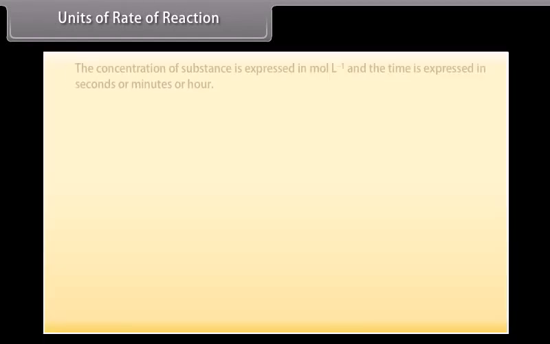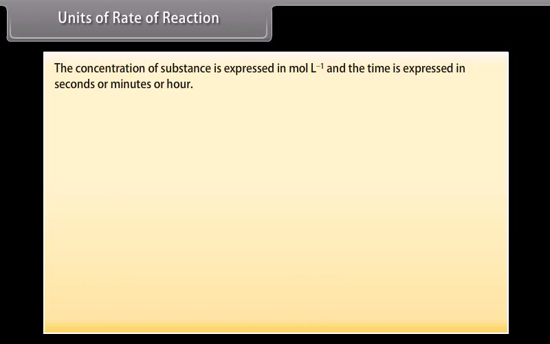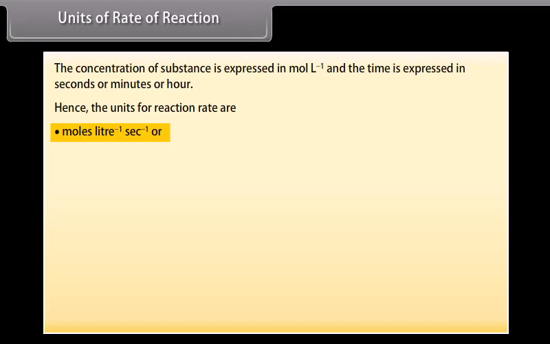Units of rate of reaction. The concentration of substance is expressed in mole per liter and the time is expressed in seconds or minutes or hours. Hence, the units for reaction rate are moles per liter per second, or moles per liter per minute, or moles per liter per hour.